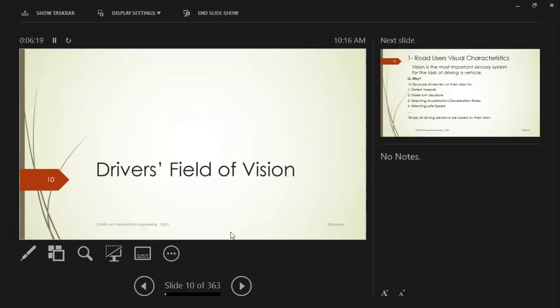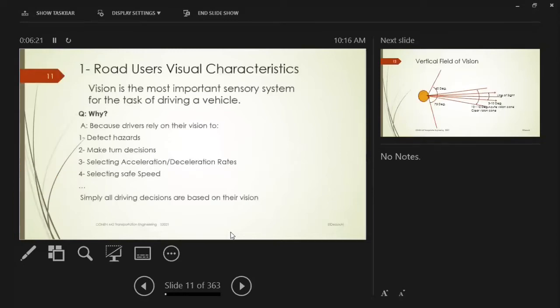Why? Basically, vision is the most important sensory system for the task of driving a vehicle. Why? Because drivers rely on their vision to detect hazards, make turn decisions, and select acceleration and deceleration rates and a safe speed. Almost all decisions related to driving are based on vision.